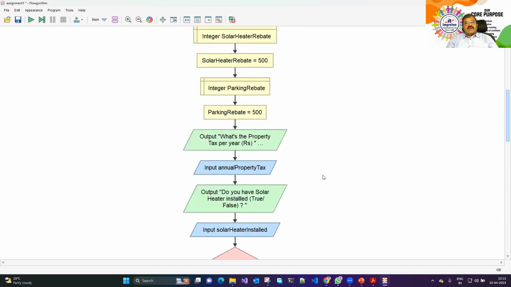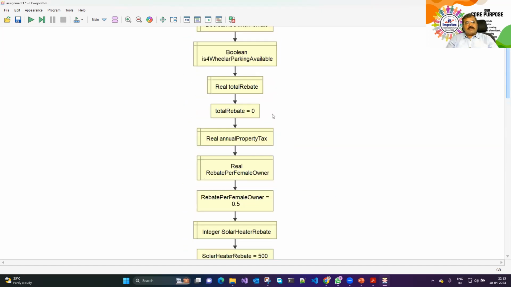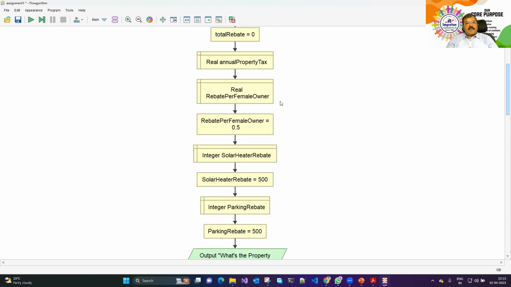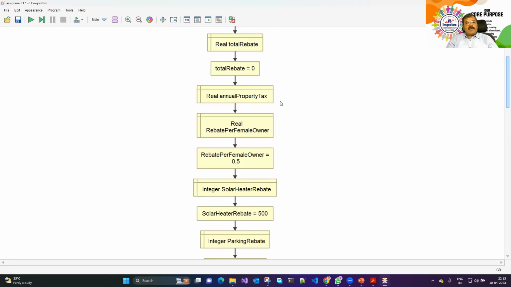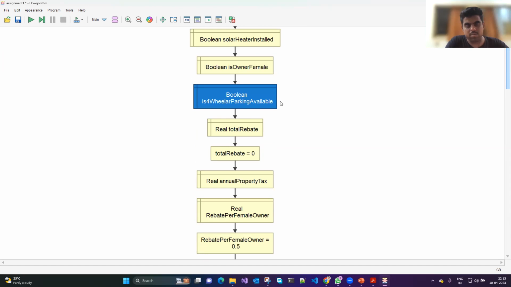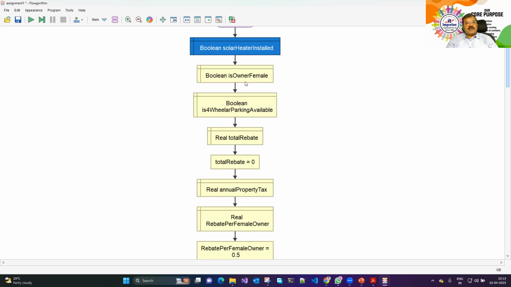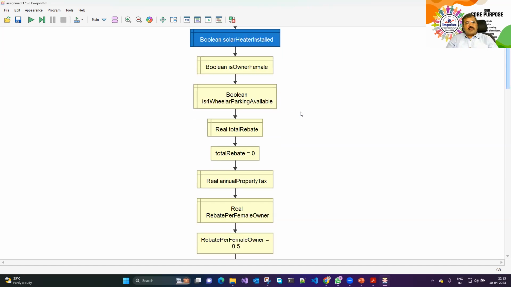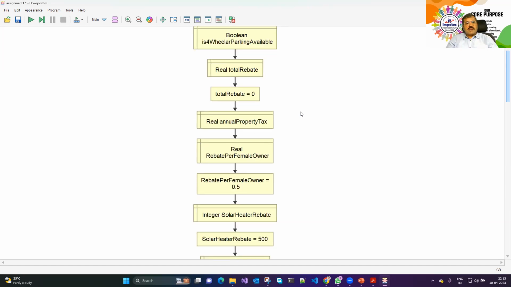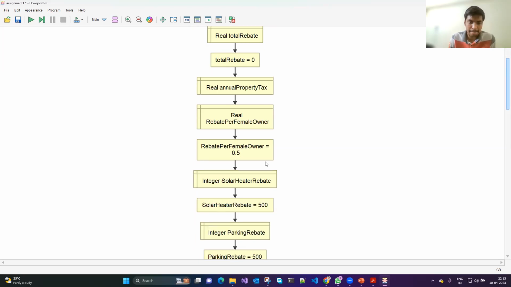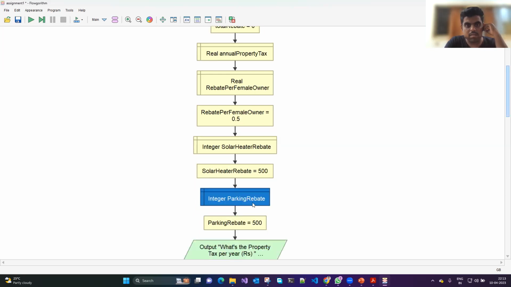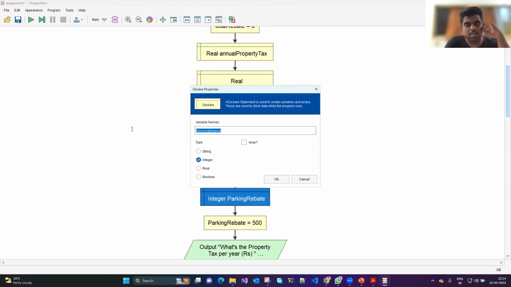Some other variable that we have defined, we'll have to use that variable. Solar heater rebate. Solar heater rebate. Parking rebate.